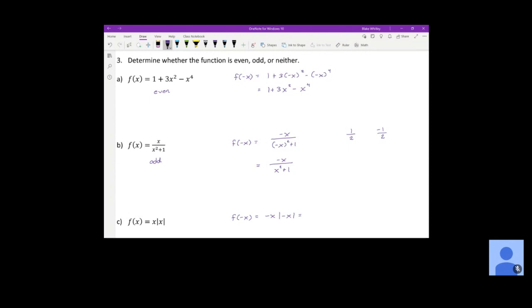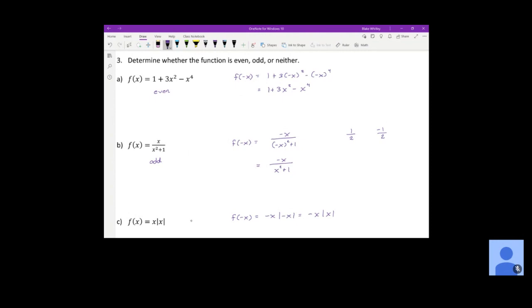Okay, so yeah, negative x times the absolute value of negative x, right? Is there anything we could say about the absolute value of negative x? Okay, it's going to become positive, right? So we know that this is equal to just negative x times the absolute value of x, because that negative inside the absolute value bar makes no difference. It's just going to be the same as the absolute value of x anyway.